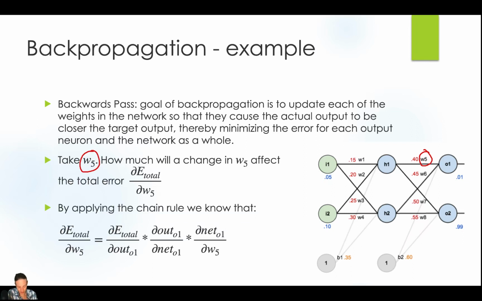How much will a change in W5 affect the total error? So that means we're going to be calculating this partial. This partial, we can use the chain rule and split it into 3 elements. Okay. The change in the total error given the final output layer O1, the final output layer given a change of the network output of O1, and then a change in the network output O1 given W5, a change in W5. Okay.